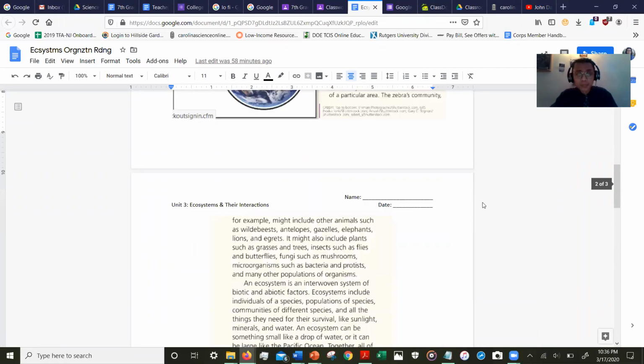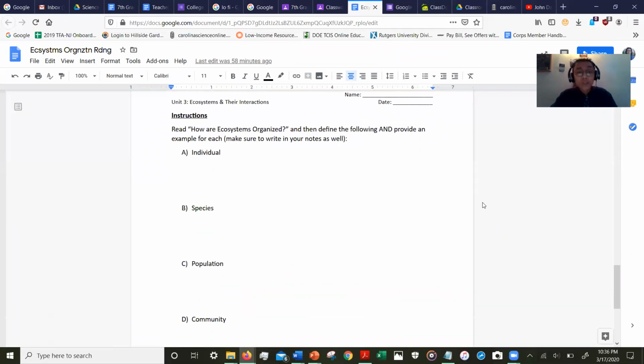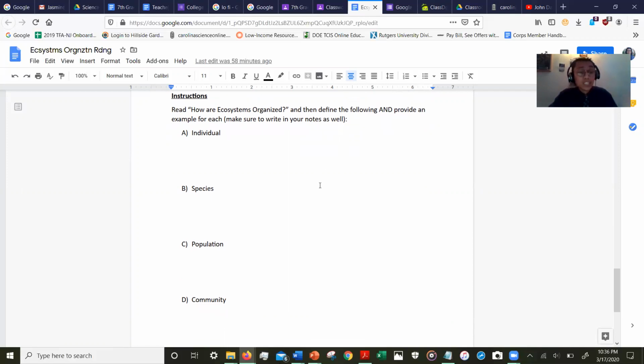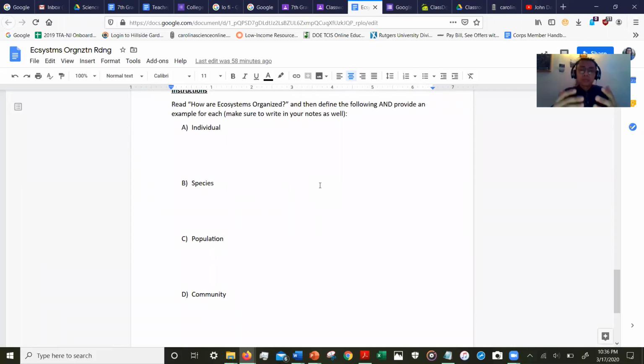And we can see a number of bolded words which are important, but you are to read this completely. At the end of this document, it's only 2 pages, you'll find a number of questions or vocabulary you need to define and provide an example for. Individual, species, population, community, ecosystem, and biosphere. Those are the 6 vocabulary terms you need to define and provide an example for. But to provide an example, and you can't use this, I'm going to go ahead and go through each one.